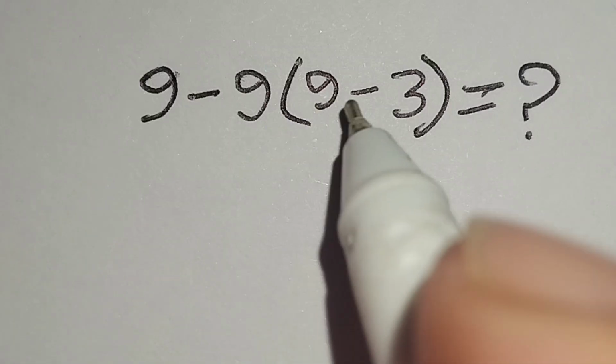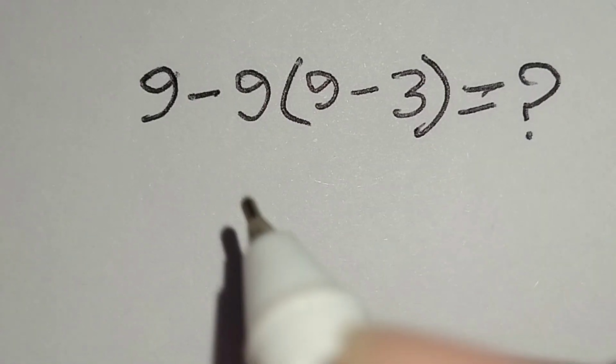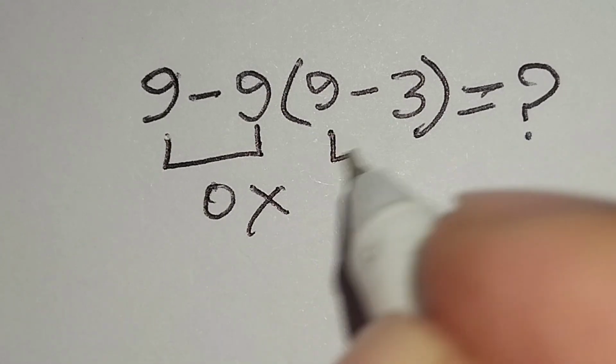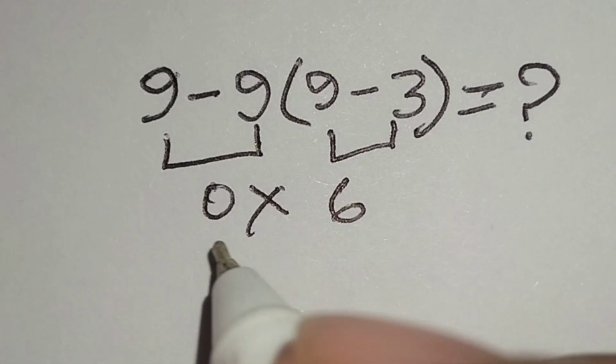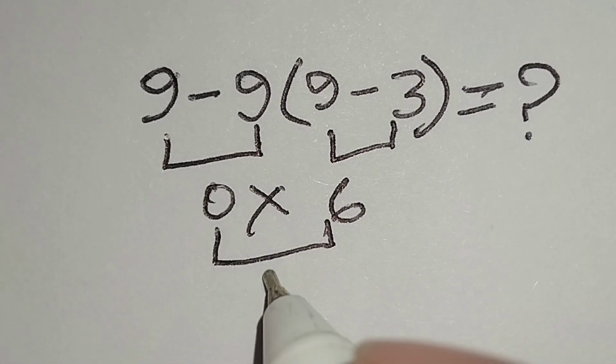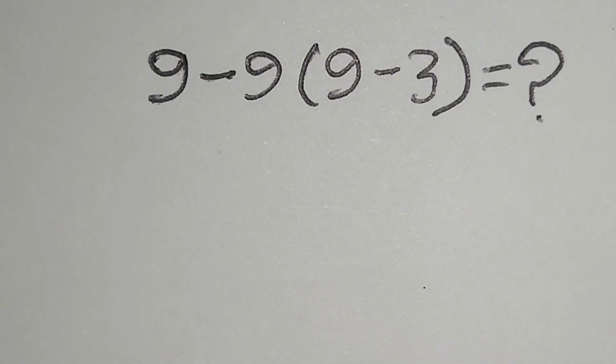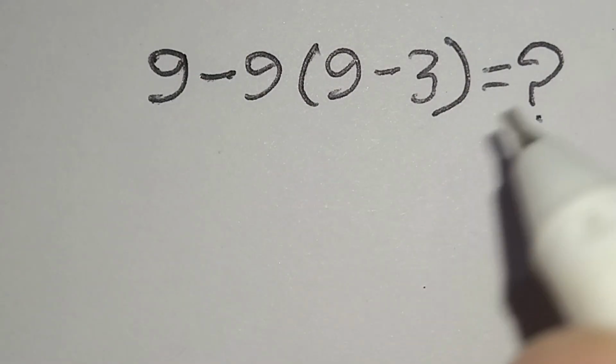9 minus 9 (9 minus 3) is equal what? Here 9 minus 9 gives us 0, multiply 9 minus 3 gives us 6. 0 times 6 gives us 0, but it is not correct. Now I will apply the PEMDAS rule to solve this math correctly.